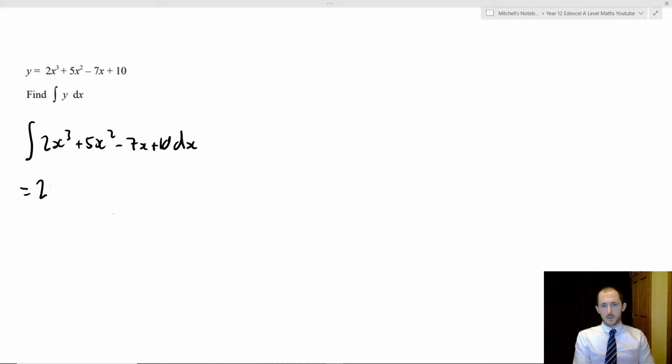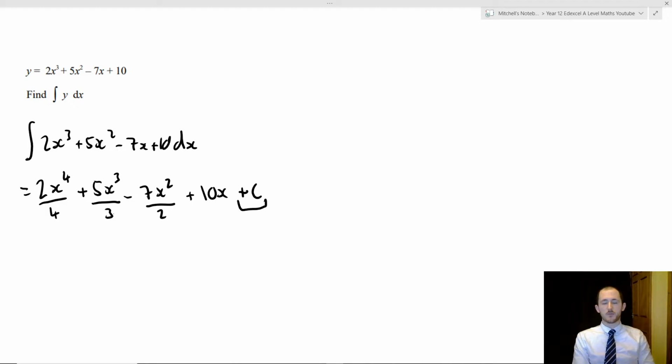So we have 2x, add 1 to the power, 4 over 4, plus 5x, add 1 to the power, divide by the new power, minus 7x, add 1 to the power, over the new power, plus 10x, again that would be divided by 1 so I'm not going to bother, plus c. This plus c will drop you marks if you don't include it. Now we just simplify. So 2 over 4 we can just replace with a half x to the 4 plus 5 over 3 x cubed minus 7 over 2 x squared plus 10x plus c.